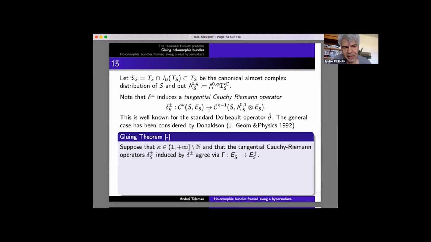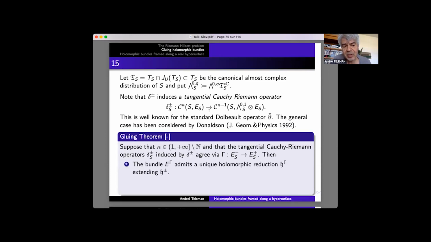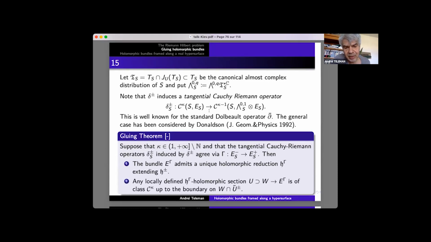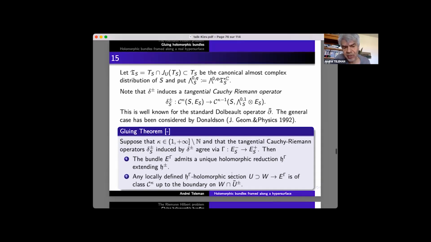So the gluing theorem says roughly that under these circumstances, one obtains a unique holomorphic reduction of our topological bundle E gamma, and that any locally defined holomorphic section with respect to this structure is of class C kappa up to the boundary. I will finish here, mentioning that for the last part, of course, this is a text I prepared for a 50 minute talk.